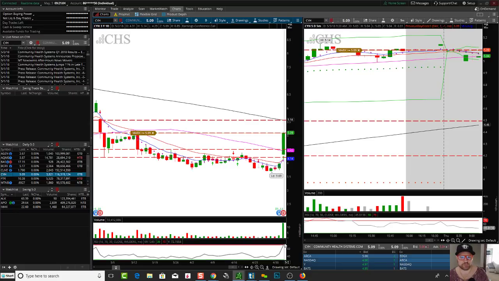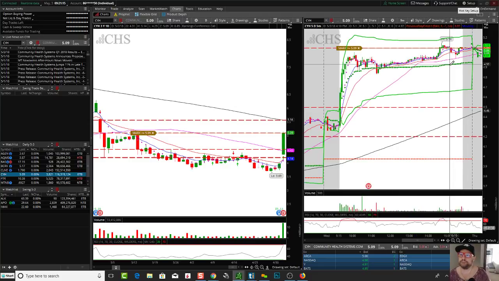But again, be careful. It is a little bit overbought. So CYH would be one that I'd potentially watch right now a little bit. It could dump at the open. It's hovering right now. Again, I'd like to see it go red to green.